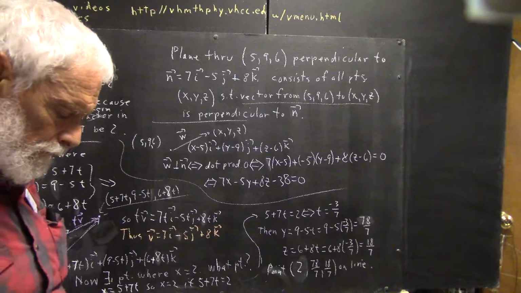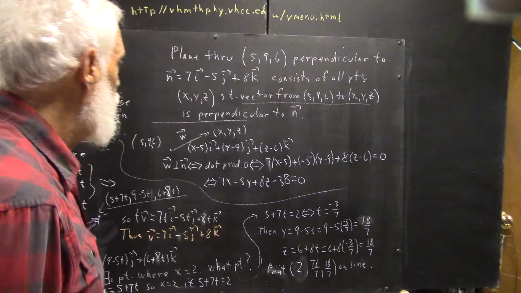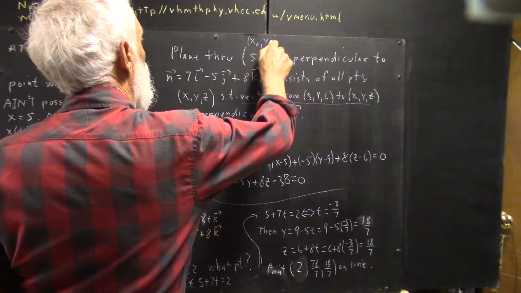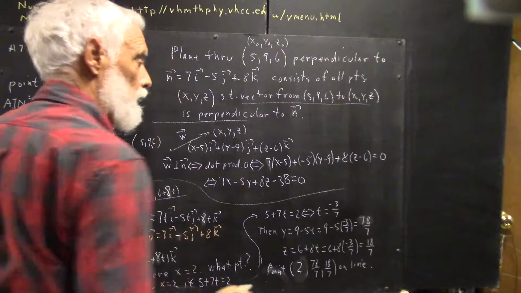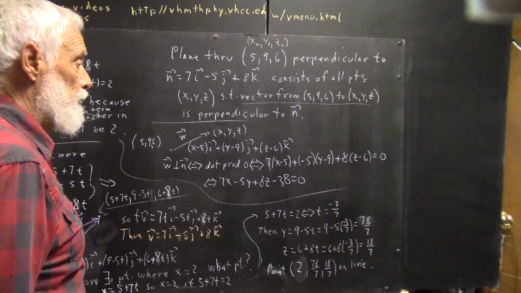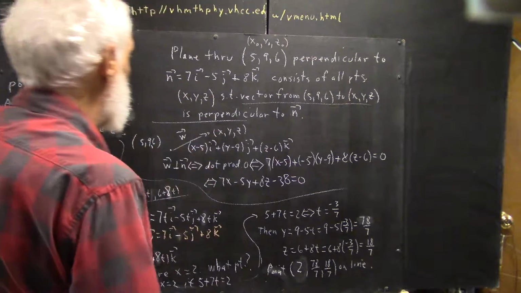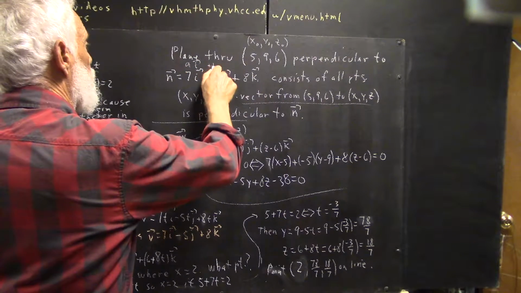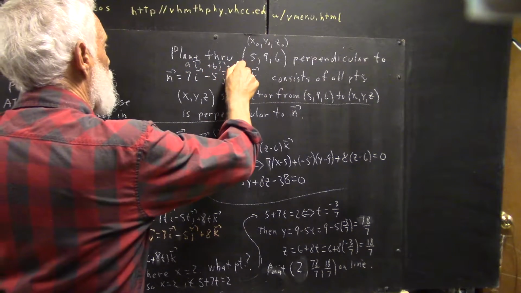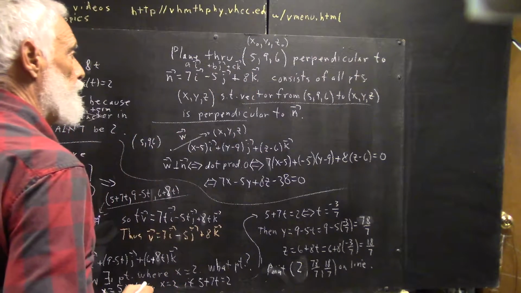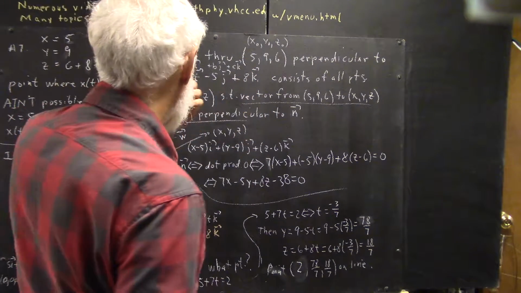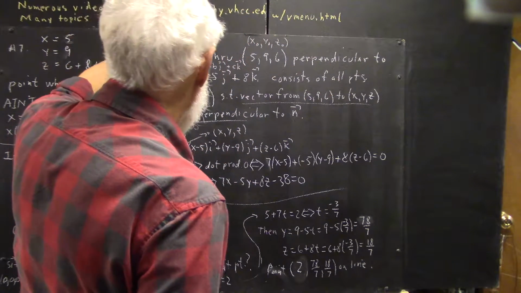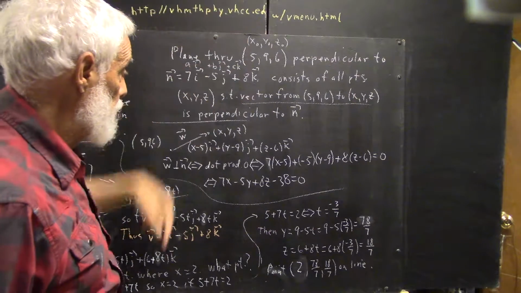Well, let me not actually do that. Let me say, okay, what if this point was x naught, y naught, z naught instead of 5, 9, 6? Okay, and what if this is ai plus bj plus ck? What does that change? Well, of course, 5, 9, 6 will now be x naught, y naught, z naught, and n will be ai plus bj plus ck.